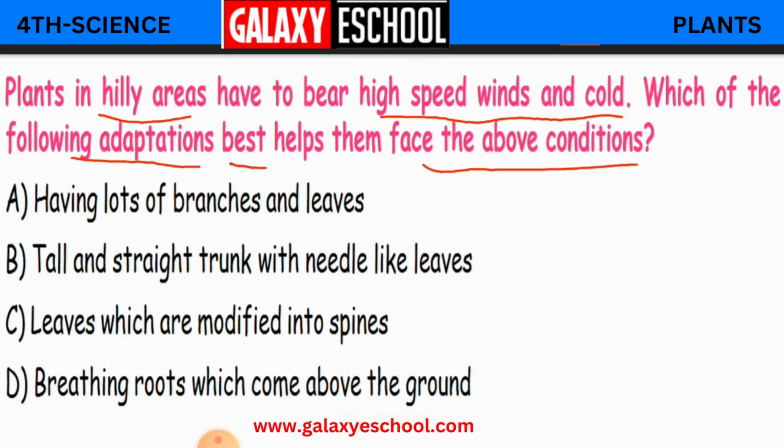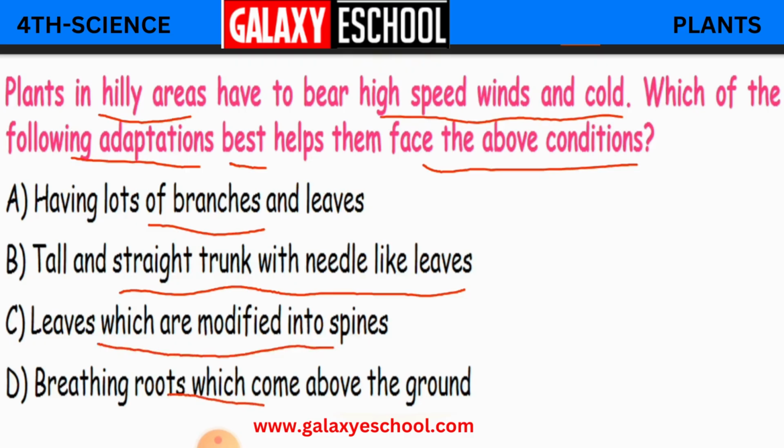Okay. And the answers are here. A is having lots of branches and leaves. B is tall and straight trunk with needle-like leaves. C is leaves which are modified into spines. D is breathing roots which come above the ground. Okay, so these are the options. Which option will best help these plants in hilly areas to face the winds and cold?